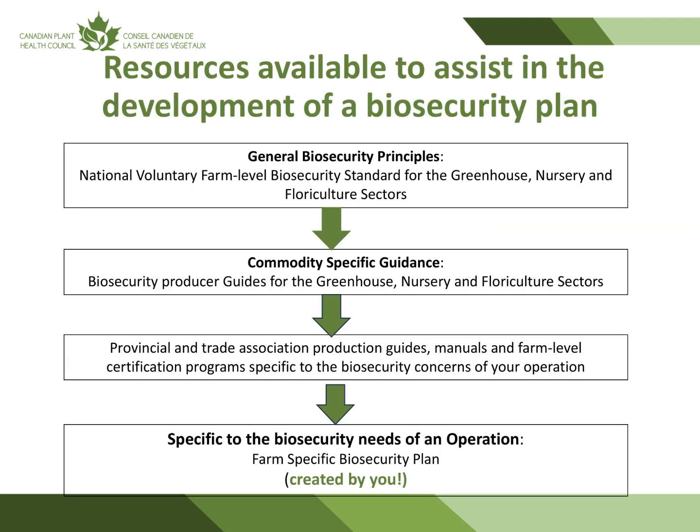There are a number of resources that are highlighted in this diagram that can assist you in developing a biosecurity plan. You can start with the National Farm-Level Biosecurity Standard for the greenhouse, nursery, and floriculture sectors. The next references are the specific producer guides for the greenhouse, nursery, and floriculture sectors. You may also wish to consult provincial and trade association production guides, manuals, and farm-level certification programs specific to the biosecurity concerns of your operation. And then finally, to capture the specific biosecurity needs of your operation, you build your own farm-specific biosecurity plan.